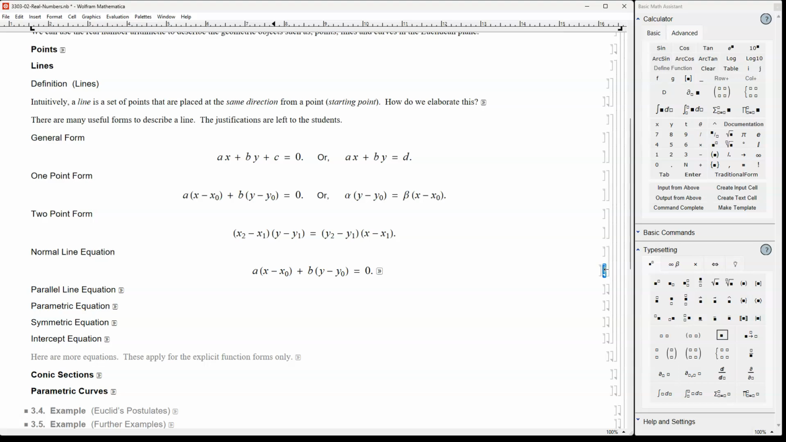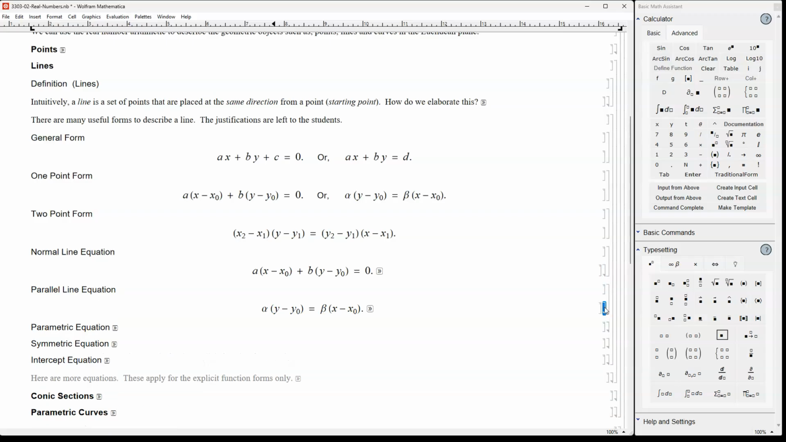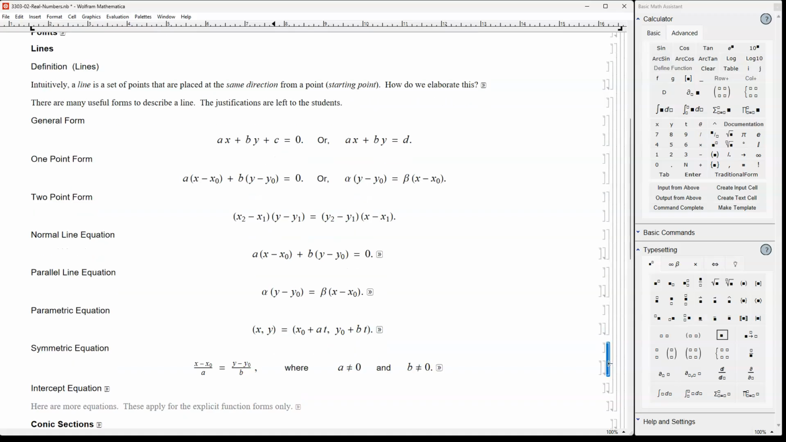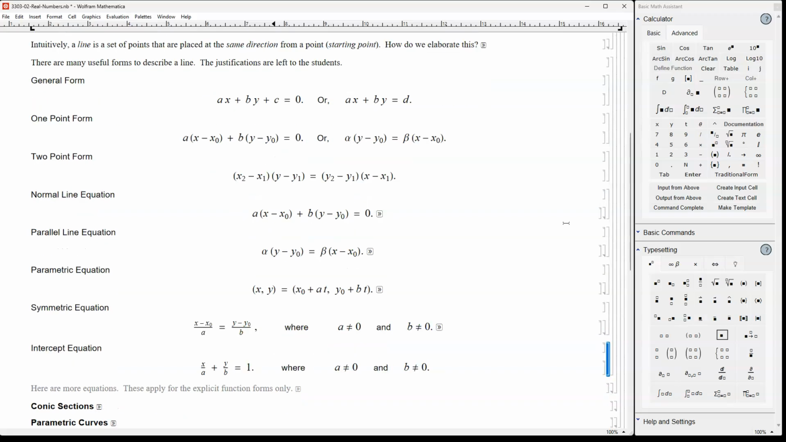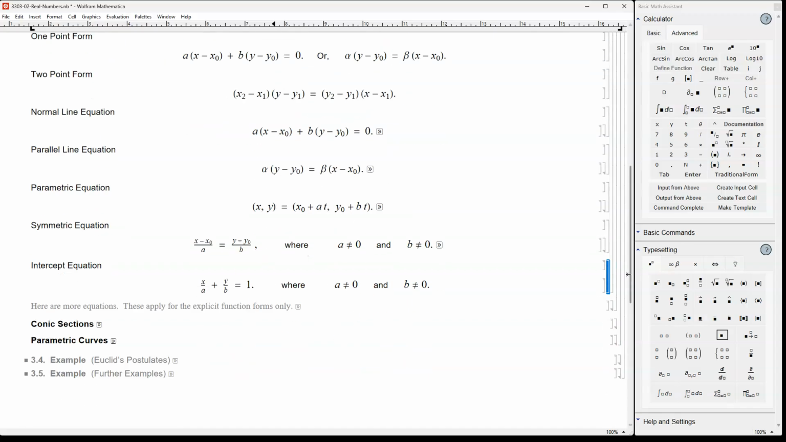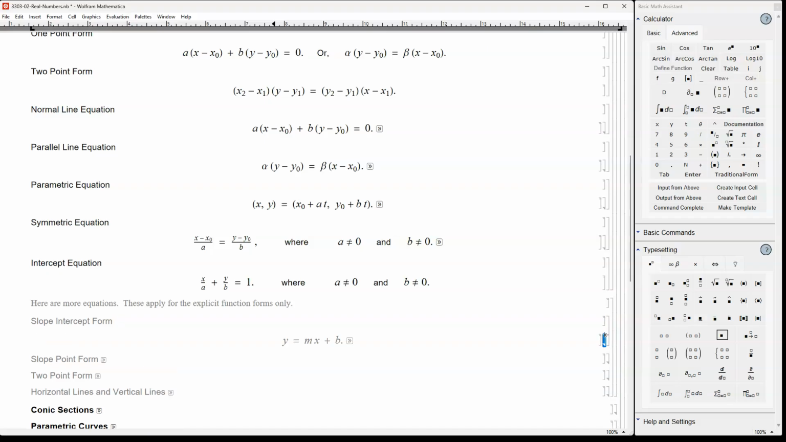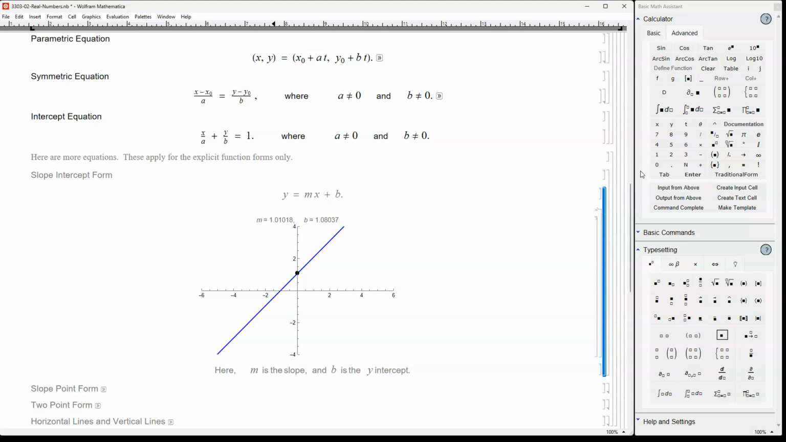normal line equation, parallel line equation. I want some pictures. Did I prepare some pictures? Symmetric equation, intercept equation. Did I prepare some pictures? Okay, alright. These are more elementary pictures, alright.